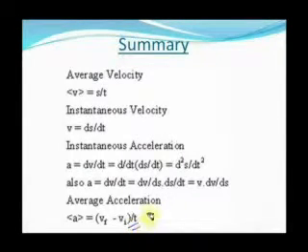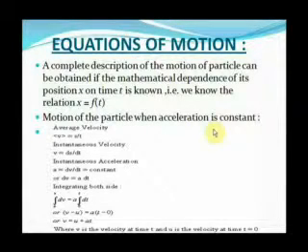Now average acceleration was v final minus v initial by t, where v final is the final velocity, v initial is the initial velocity, and t is the time interval.